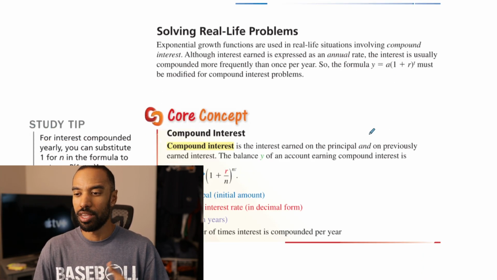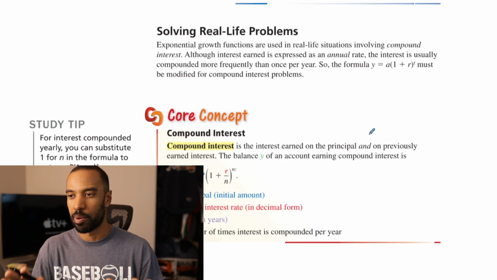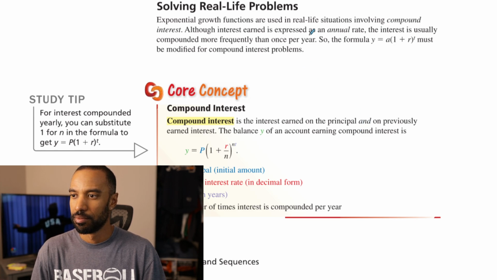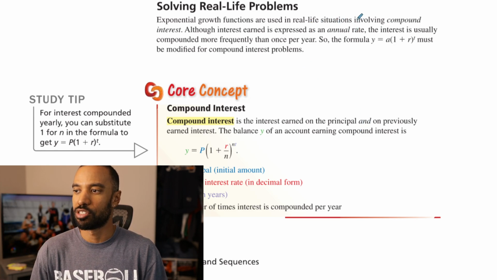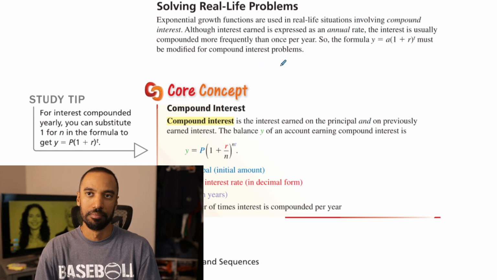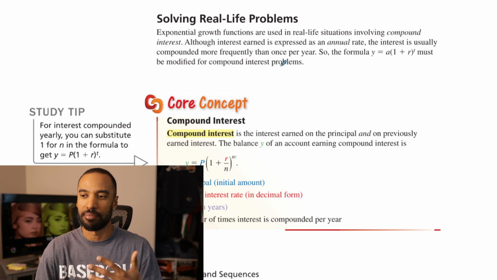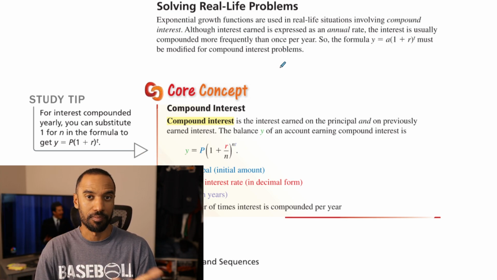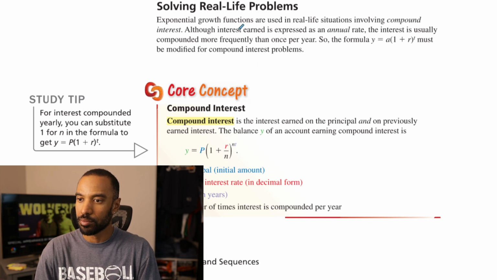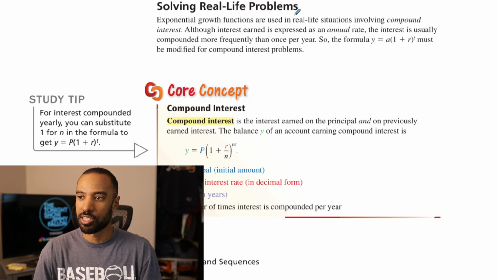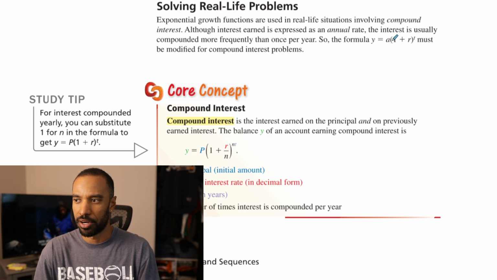Solving real-life problems. Well, it felt like those ones were real-life problems, but let's see what they want to talk about here now. Exponential growth functions are used in real-life situations involving compound interest. Okay, the last ones are maybe models, and they're right. These ones are things that literally happen, like in a bank or whatever. Although interest earned is expressed as an annual rate, the interest is usually compounded more frequently than once per year. So the formula must be modified for compound interest problems.